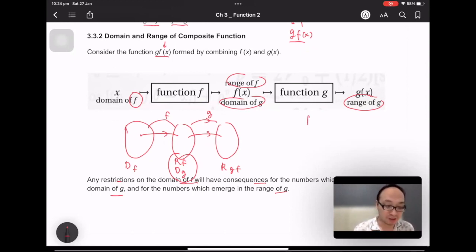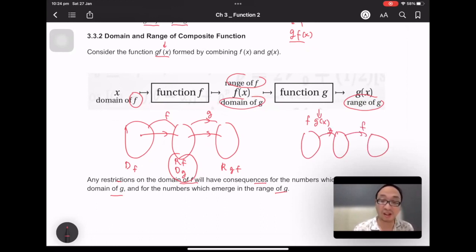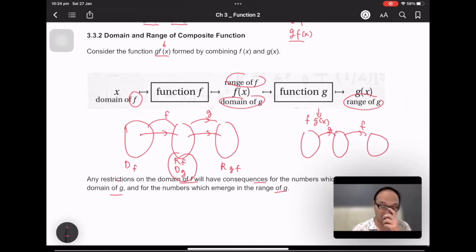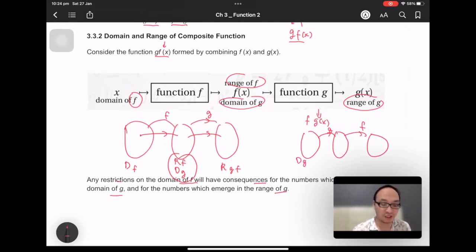How about FG? That means we work the G first. So this is G, and then continued by F. So of course, the domain will be the domain of G, resulting in the range of G, and we have to check whether the range of G is suitable with the domain of F, and then continue to become the range of F, G of x.